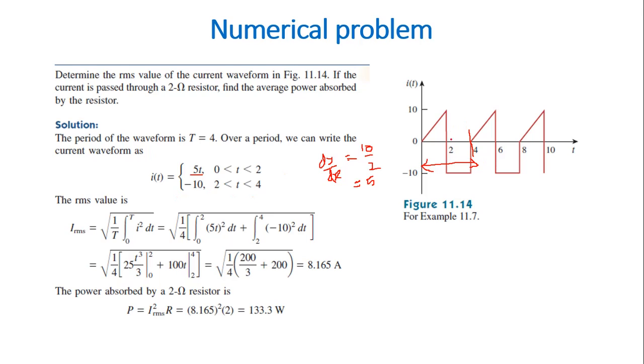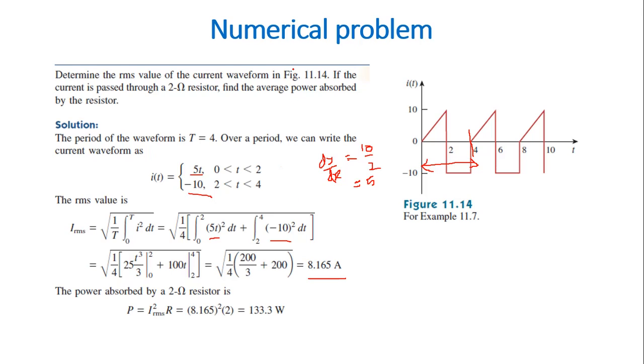And for the second interval, the value is minus 10. It is a square waveform, so we take it directly, that is minus 10. Now we have to find the RMS value. The formula is I RMS equal to the square root of 1 by T, integral 0 to T of i squared dt. Split the integral into two intervals, 0 to 2 and 2 to 4. Substitute the values of i, simplify, and we get the RMS value of the current.